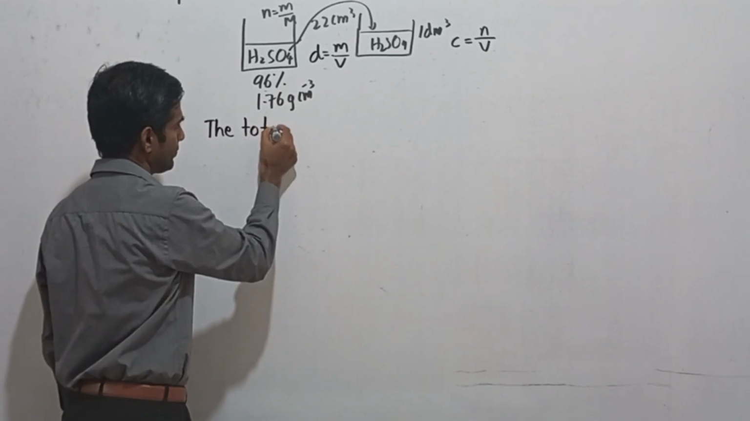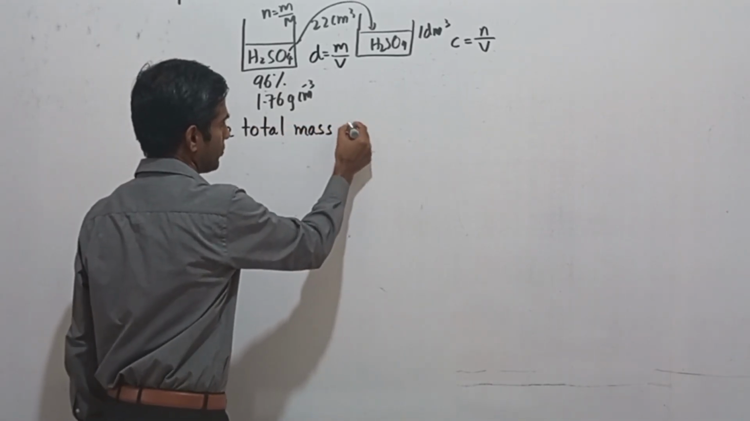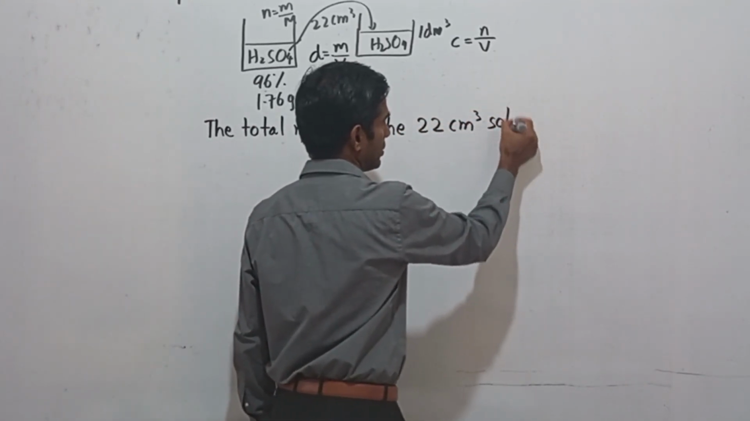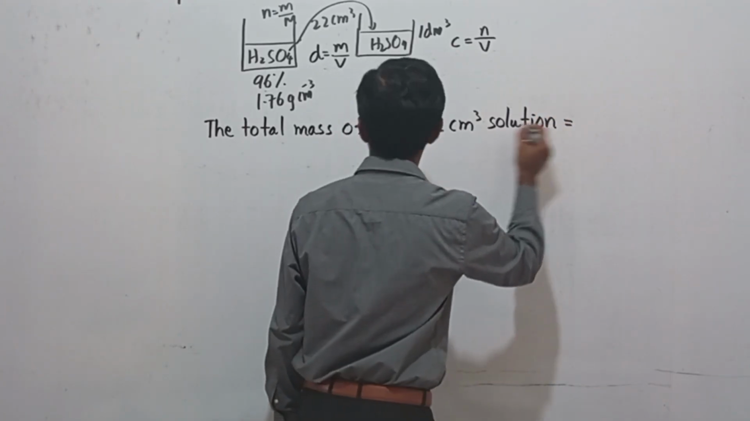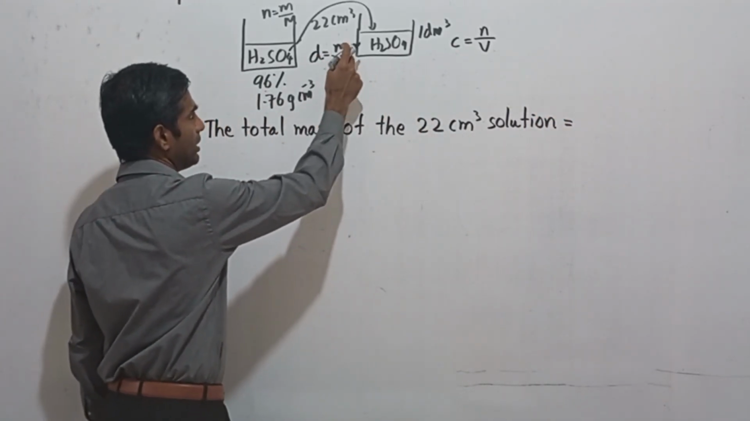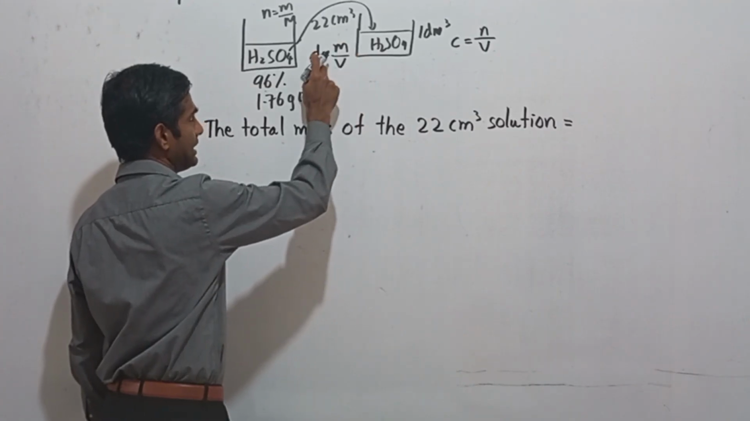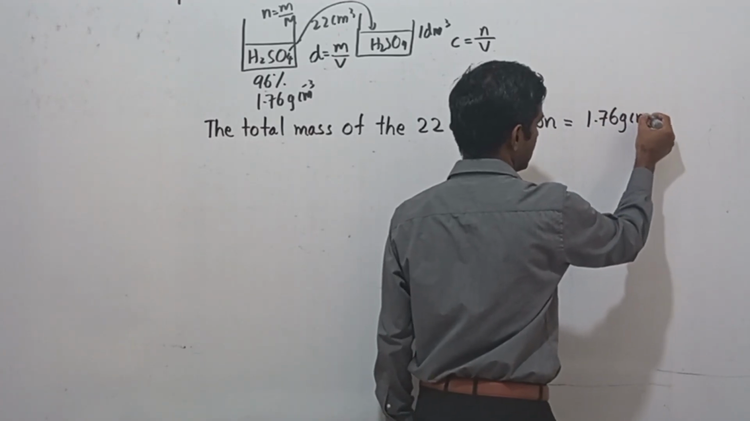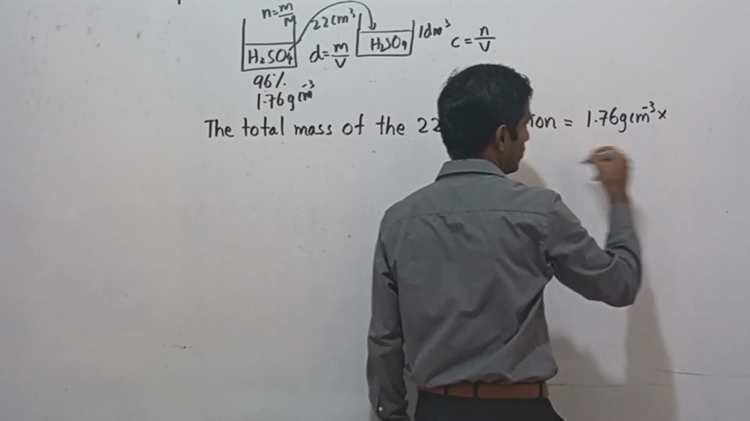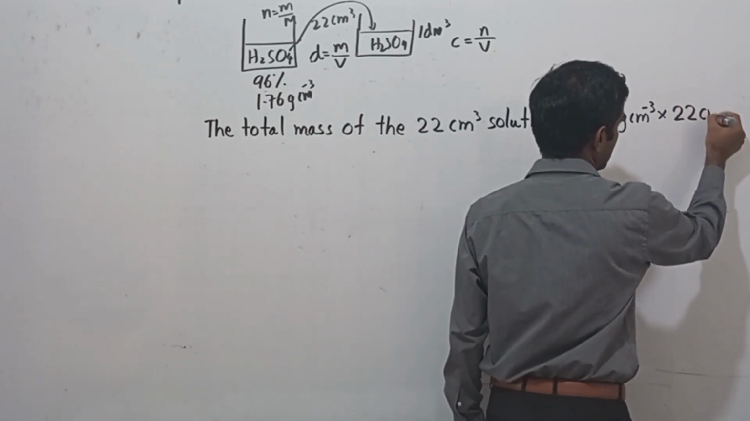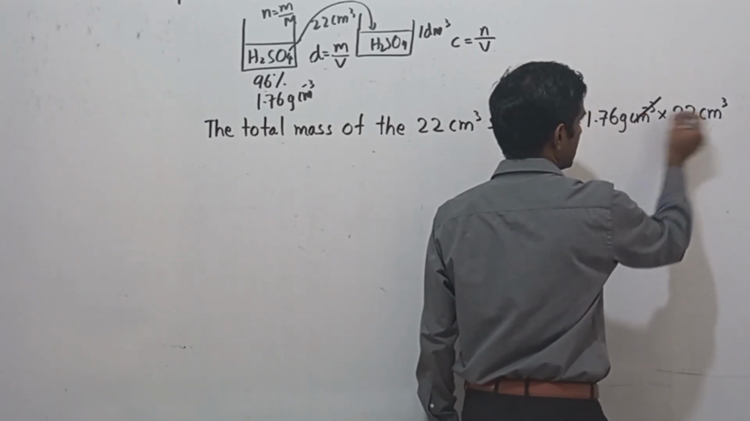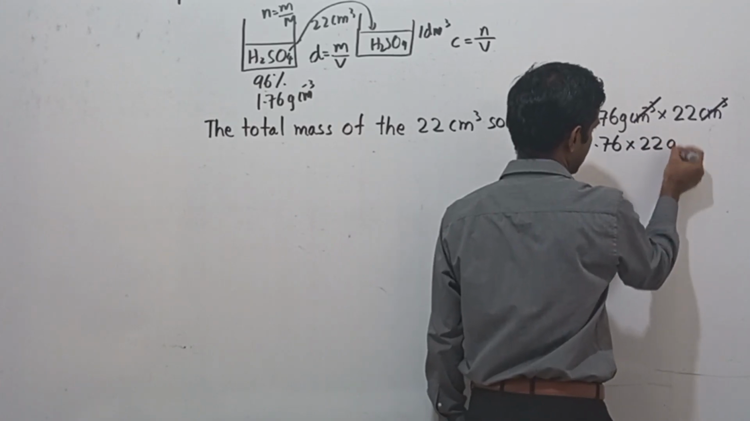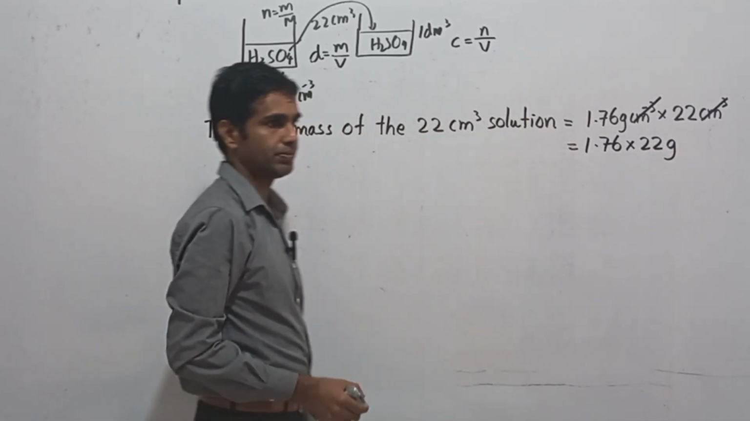The total mass of the 22 cubic centimeter solution. We need to multiply both sides by volume. Then mass is density times volume. Density is 1.76 grams per cubic centimeter times the volume of the solution, 22 cubic centimeters. Therefore, the answer is 1.76 times 22 grams. We can keep that answer like that.